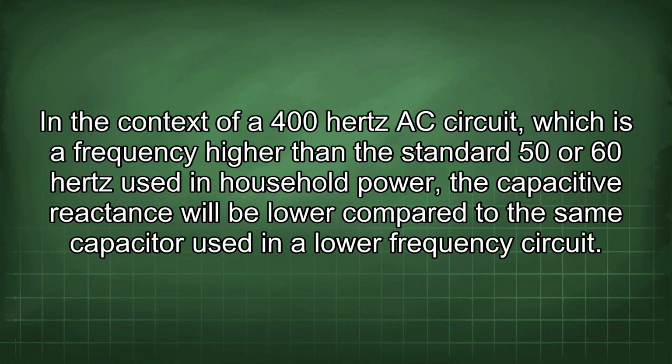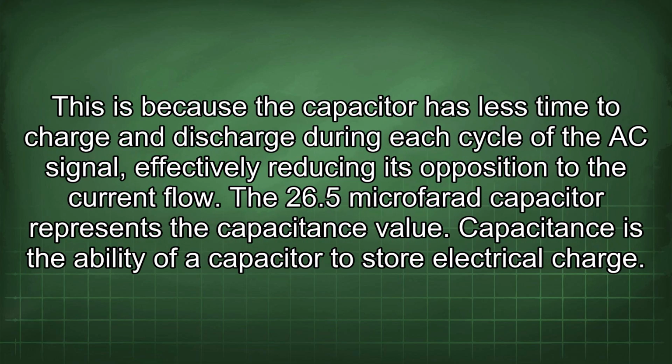In the context of a 400 Hz AC circuit, which is a frequency higher than the standard 50 or 60 Hz used in household power, the capacitive reactance will be lower compared to the same capacitor used in a lower frequency circuit. This is because the capacitor has less time to charge and discharge during each cycle of the AC signal, effectively reducing its opposition to the current flow.